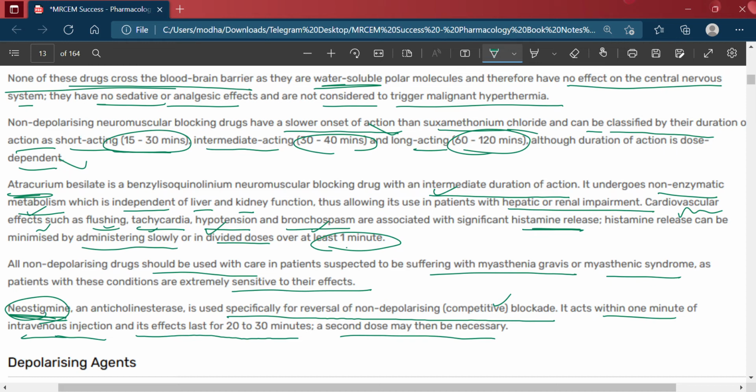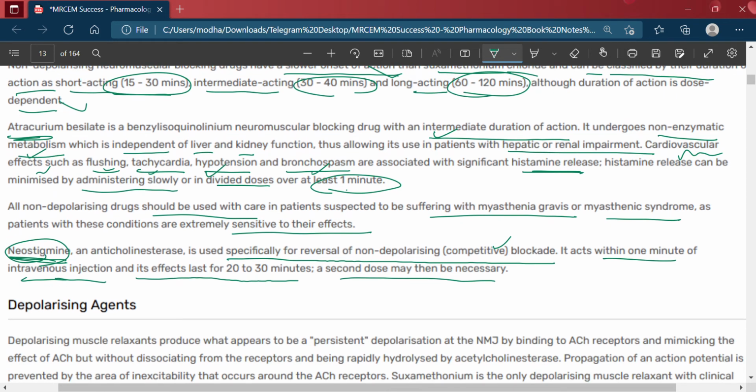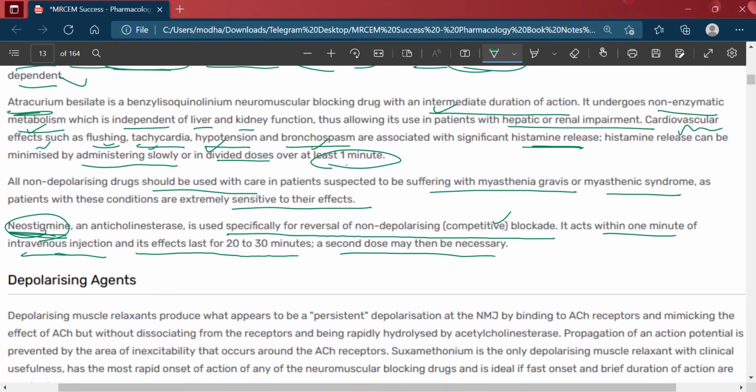Atracurium has an intermediate duration of action and non-enzymatic metabolism, which is independent of the liver and kidney, so it can be given in impaired conditions. It has a minimal cardiovascular effect like flushing, tachycardia, hypotension, and bronchospasm, due to histamine release. This effect can be minimized by giving it slowly.